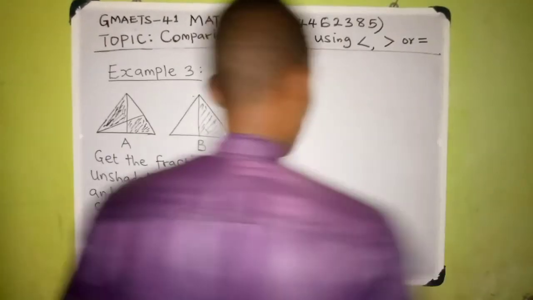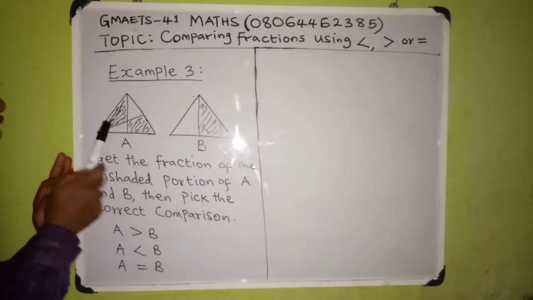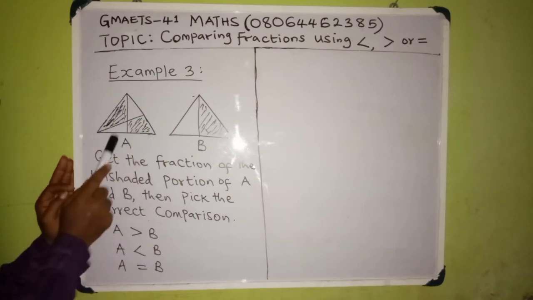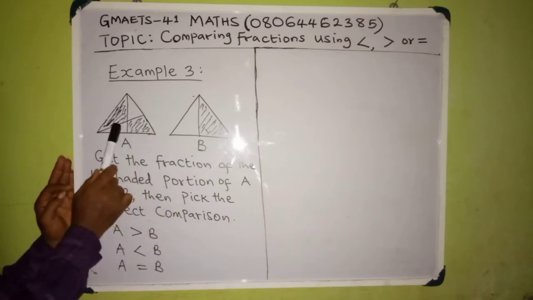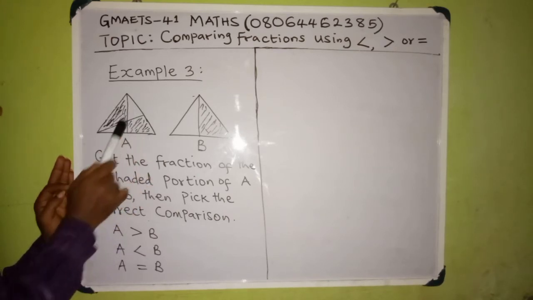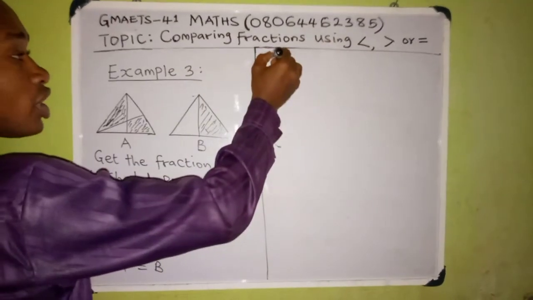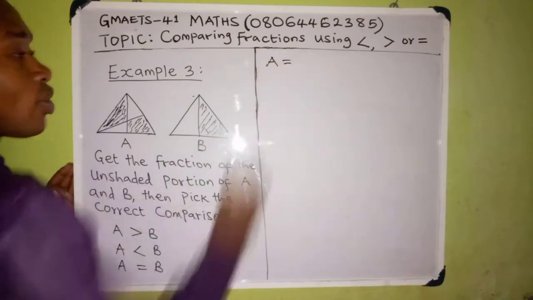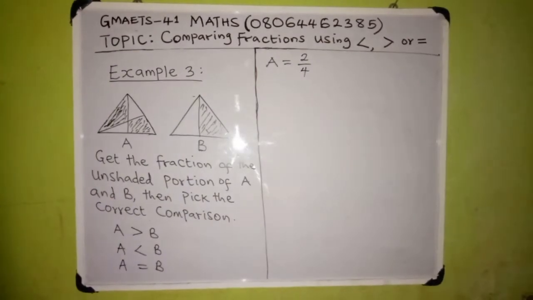Now we go. For A, the fraction of the unshaded part is 2 over 4. First, you see that the triangle A is divided into 4: 1 part, 2, 3, and 4. Now, out of these 4 parts, 2 of them are unshaded. 2 was not shaded. 1, 2. So, the fraction of the unshaded part of A is equal to 2 over 4.